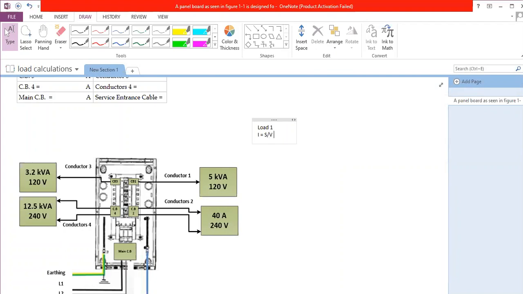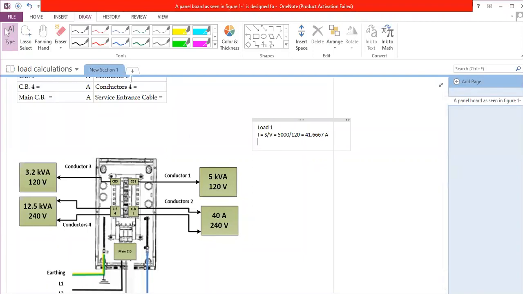Now, what is the apparent power? It is 5,000 volt ampere divided by the voltage, which is 120 volt, and this is equal to 41 ampere. So this load needs 41 ampere.